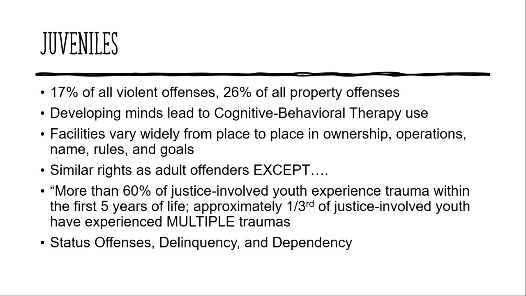And so juvenile offenders, overall, juveniles account for 17% of all violent offenses in the United States. So when I say 17% of all violent offenses, this is the data for adults and juveniles across the board. 17% of all violent offenses are committed by a juvenile individual, someone who is under the legal age of 18. And in the same boat, 26% of all property offenses are committed by juveniles.